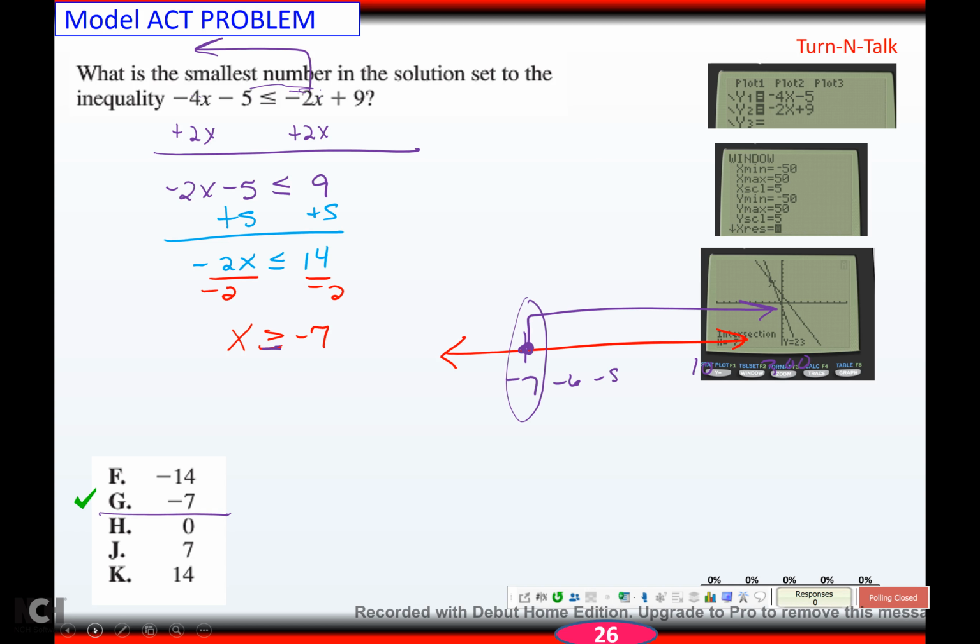And again, I did it on the calculator, and you get the negative 7. But again, you got to decide which way your inequality is going, okay? Because we ended up having to flip here.